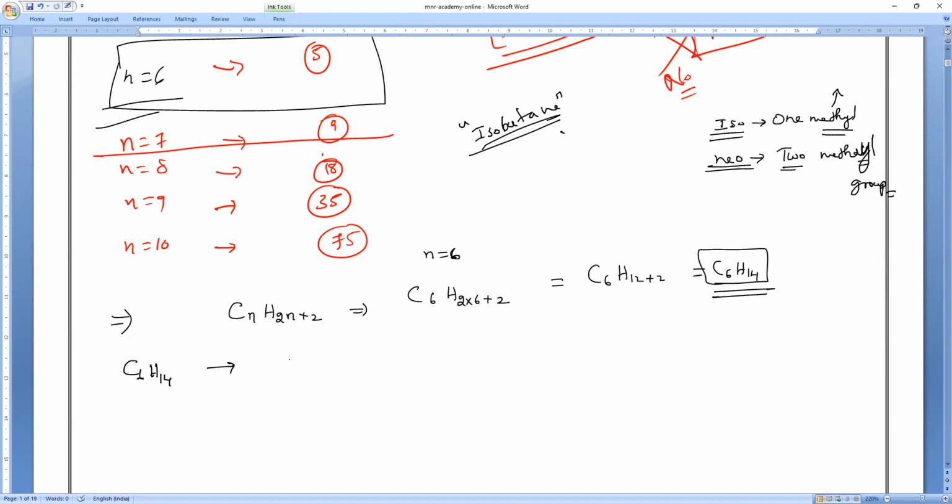So what is the formula? All 6 carbons are in a straight chain. So first carbon, number of hydrogens? Make it quick.